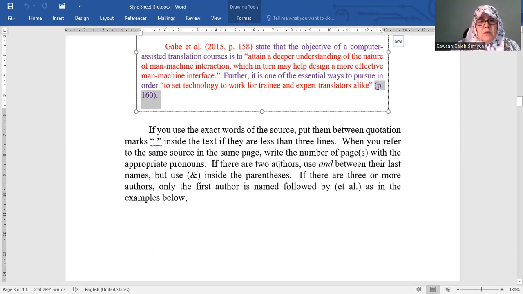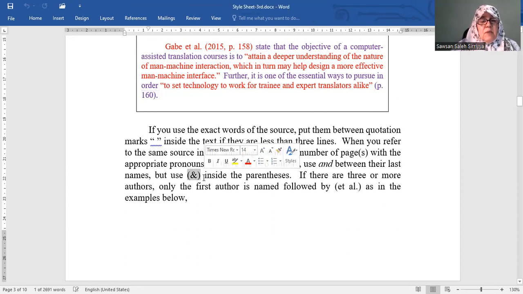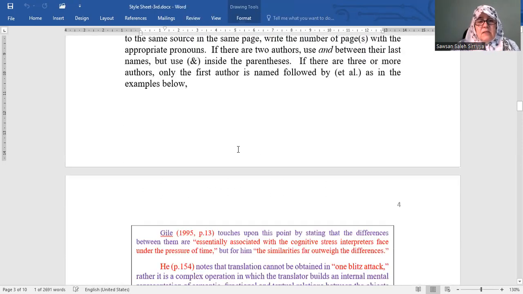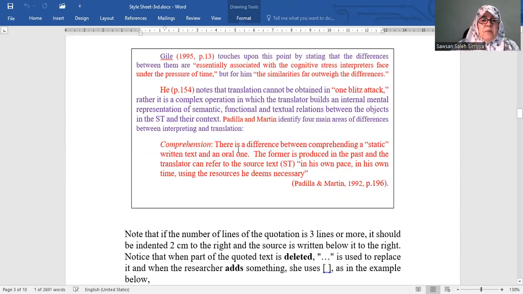If there are 2 authors, use and between their last names, but use this symbol inside the parentheses. If there are 3 or more authors, only the first author is named, followed by et al. So here, Gabe et al. Look at this example.